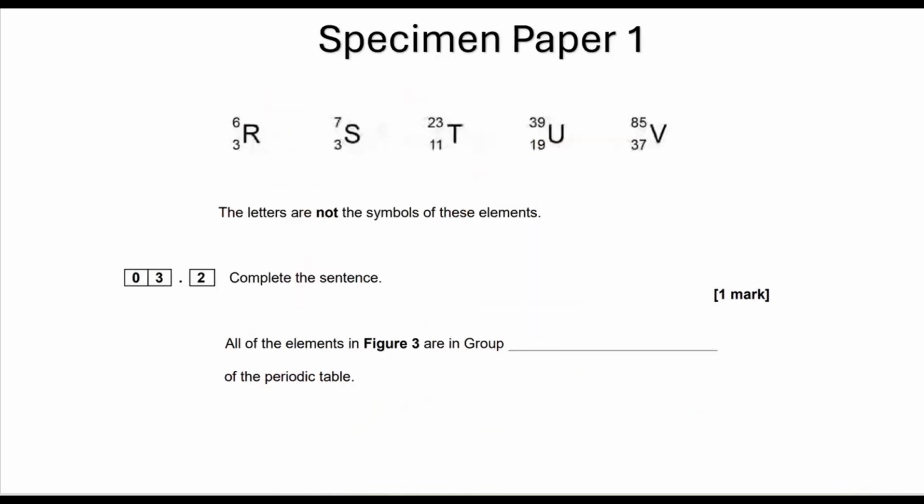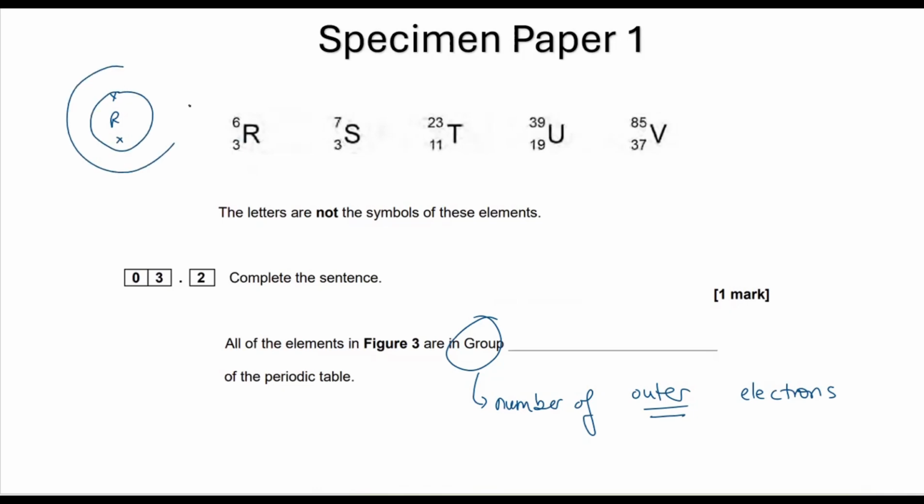Right, next one. These letters are not the symbols of these elements. Complete the sentence: all the elements in figure 3 are in group what? From our lesson, we know that group represents the number of outer electrons, so you might need to draw these out. R has 3 protons and therefore 3 electrons. R would have 2 in the first shell, 1 in the second shell. So the outer electron is 1.